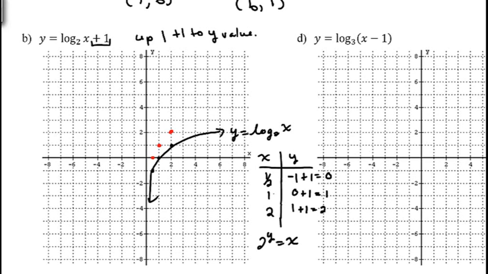So our points are 1/2, 0, and 1, 1, and 2, 2. And so again, these curve around, it gets really close to the y-axis, but it never actually crosses it. This black one gets really close to the y-axis also and never crosses it. So this would be y equals log base 2 of x plus 1. So it's just this graph shifted up 1 unit.